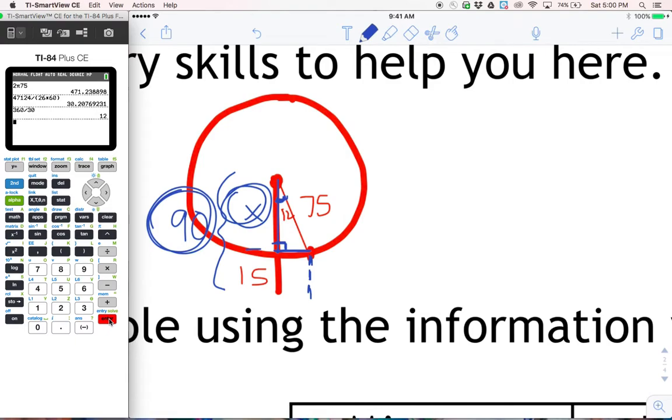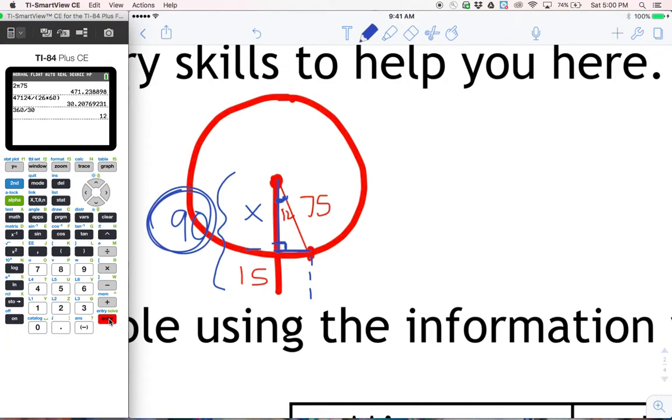Think about it. If that's 90, then that is also 90, and I'm only looking for this piece of it. So once I find this distance x, I can subtract to figure out the height from the ground. Here we go.